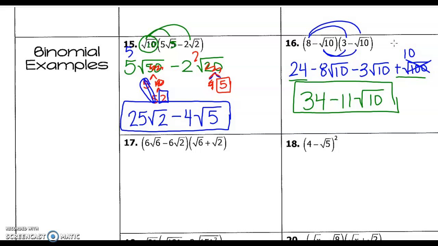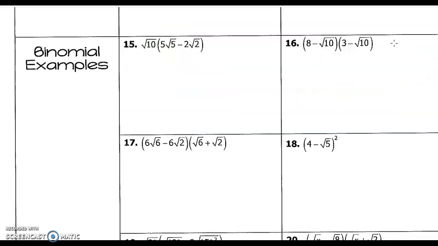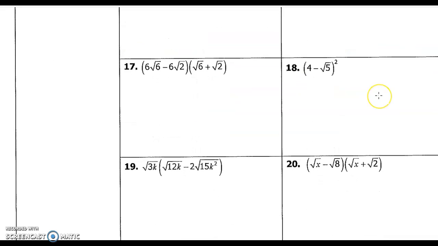Same concept on 17. Going through first by 6 radical 6. So let's see, 6 radical 6 times radical 6. 6 is on the outside. Inside, 6 times 6 is 36. 6 radical 6 times radical 2. Outside is 6. Inside, 6 times 2 is 12.